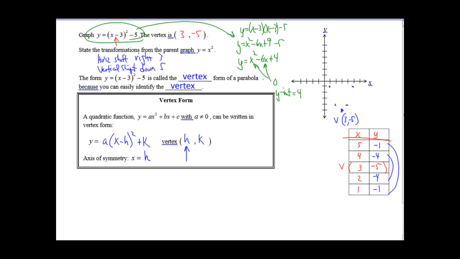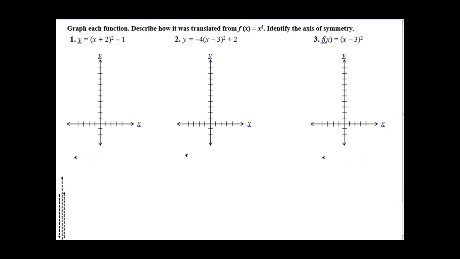Plot the points. And then one extra point you notice was the y-intercept at 0, 4. There's our graph. And then notice, put the axis of symmetry. So if I ever had to mention the axis of symmetry, AOS, it is x equals what the x coordinate is. X equals 3. Go ahead, hit pause. Here are 3 questions. What you want to do: graph each function, describe how it's translated, and then identify the axis of symmetry. I'll see you back here in a minute.